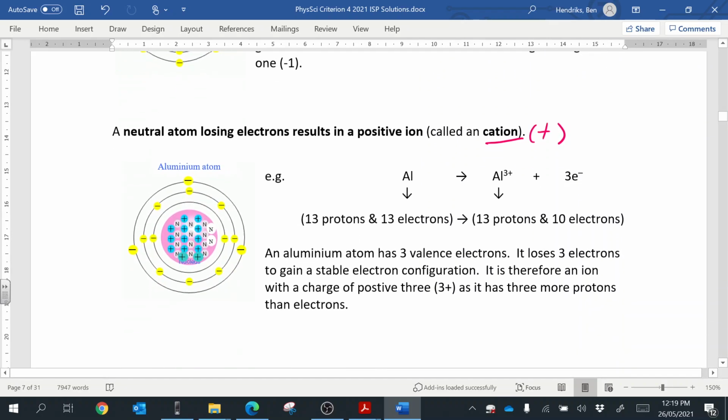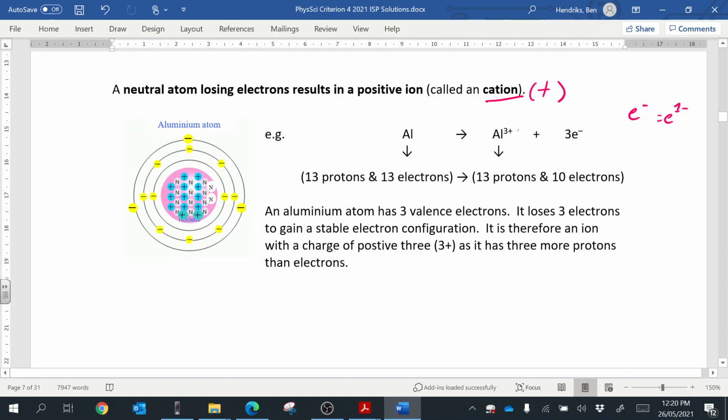So for example, if we have aluminium, it starts off with 13 protons and 13 electrons, but then if it loses 3 electrons to become stable, then we have an Al3+. Notice that the charge is put to the top and it's 3+, plus 3 negative electrons, and these are like -1s, so e to the minus is like equal to e minus, like that.